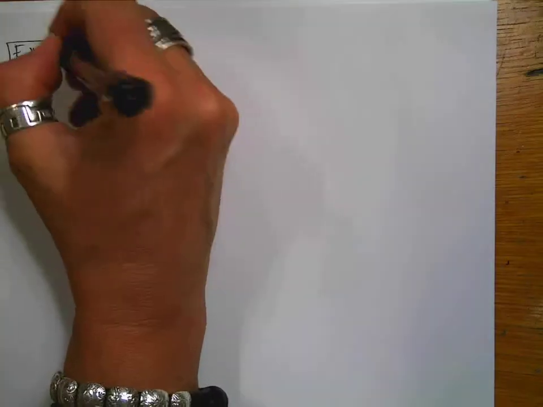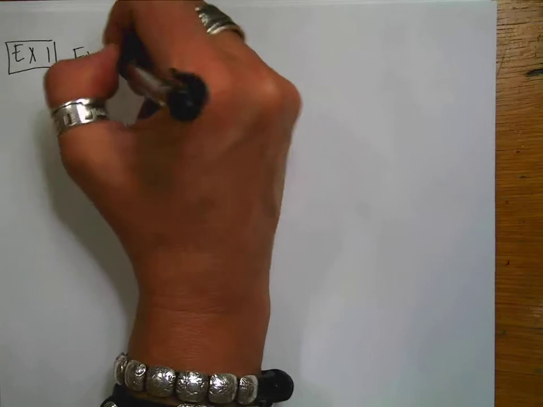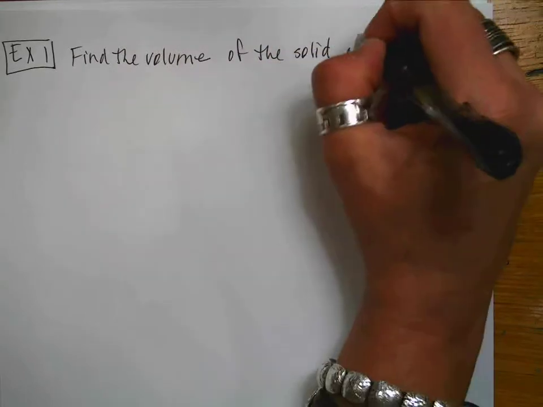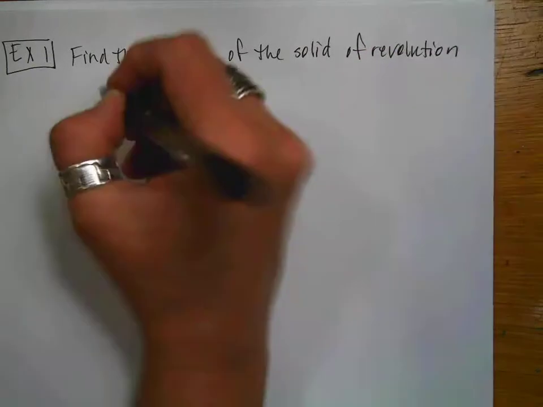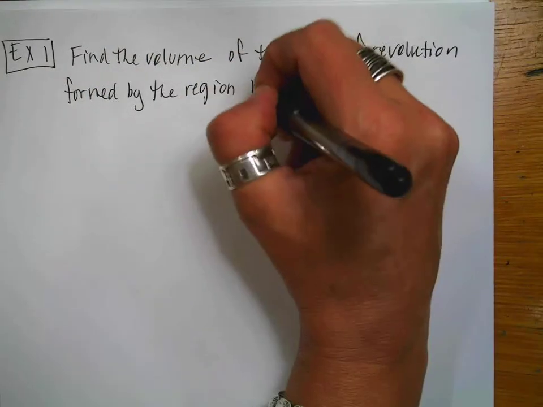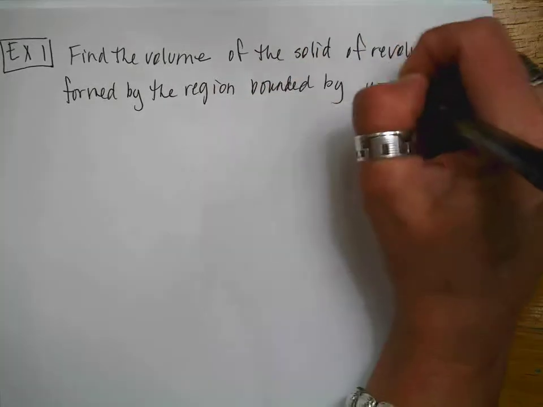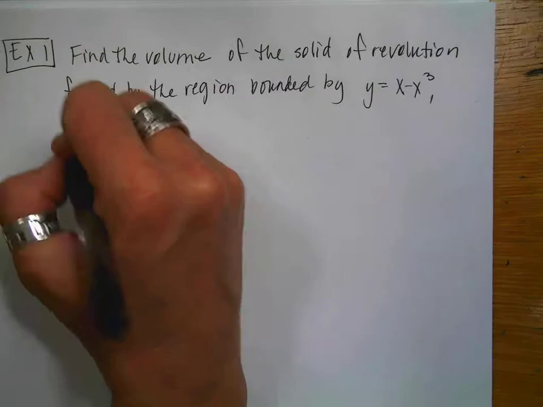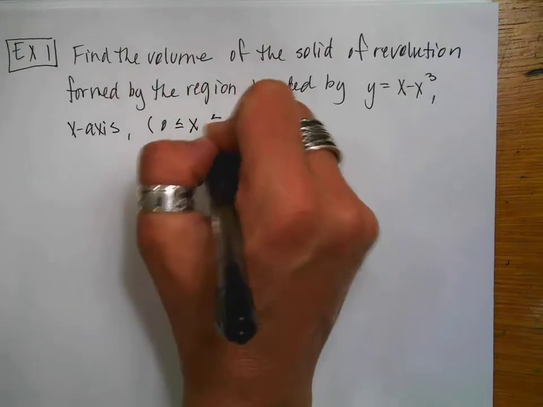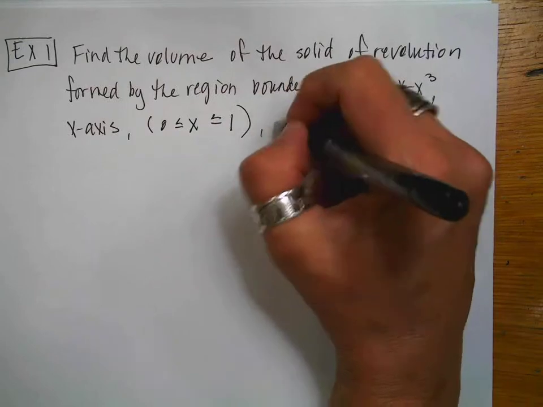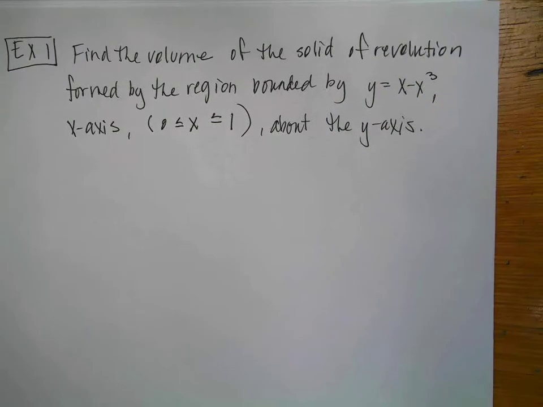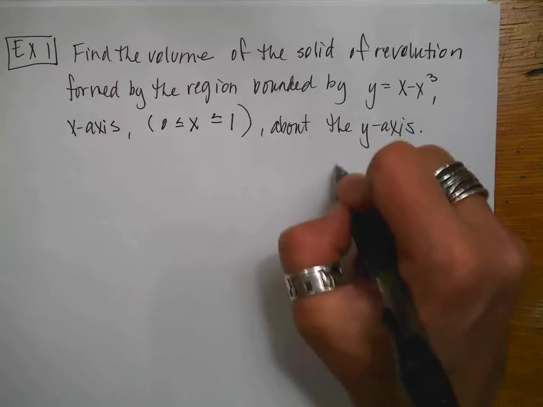And again, I'm going to write out the words one time, and then after that I will abbreviate. So this is: find the volume of the solid of revolution formed by the region bounded by y is equal to x minus x cubed. We're going to be bound by the x-axis. We're going to be bound by 0 is less than or equal to x less than or equal to 1. And we're going to revolve about the y-axis.